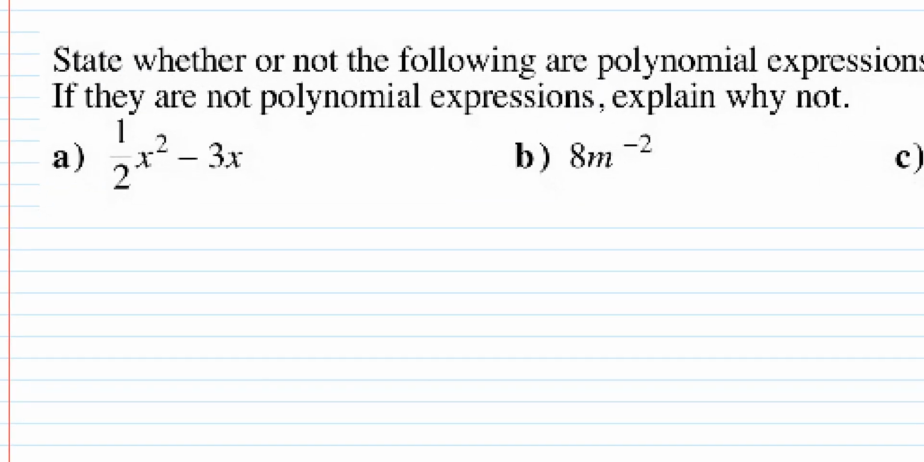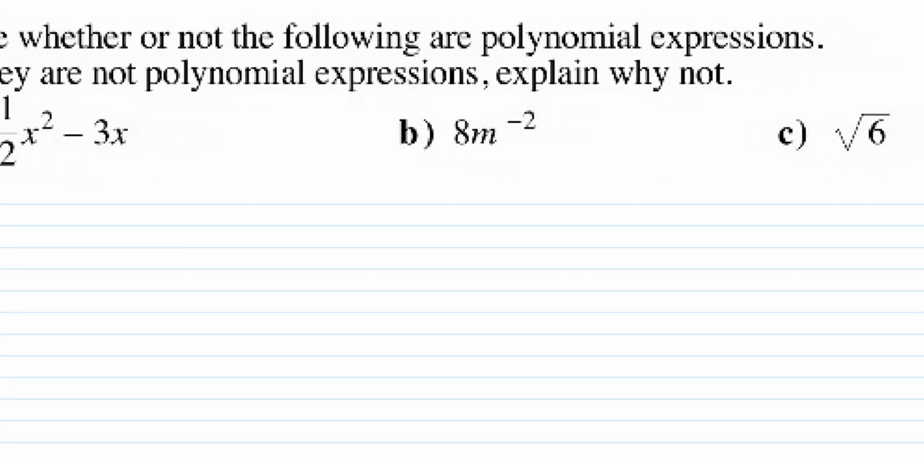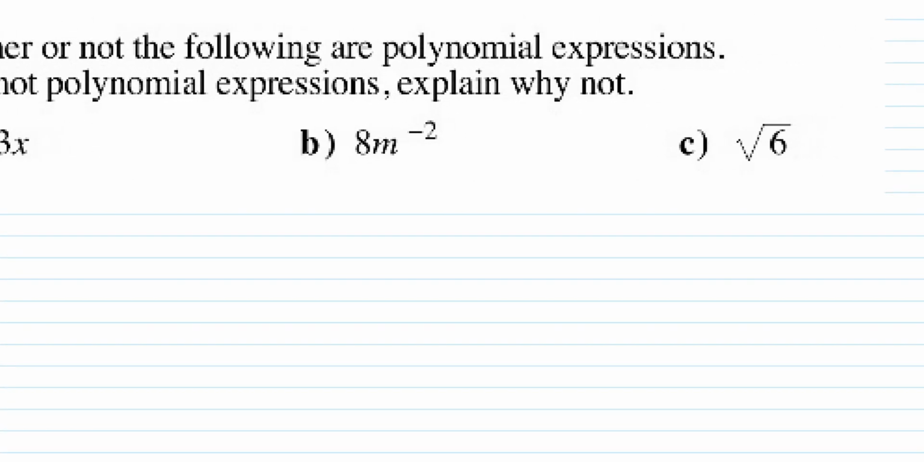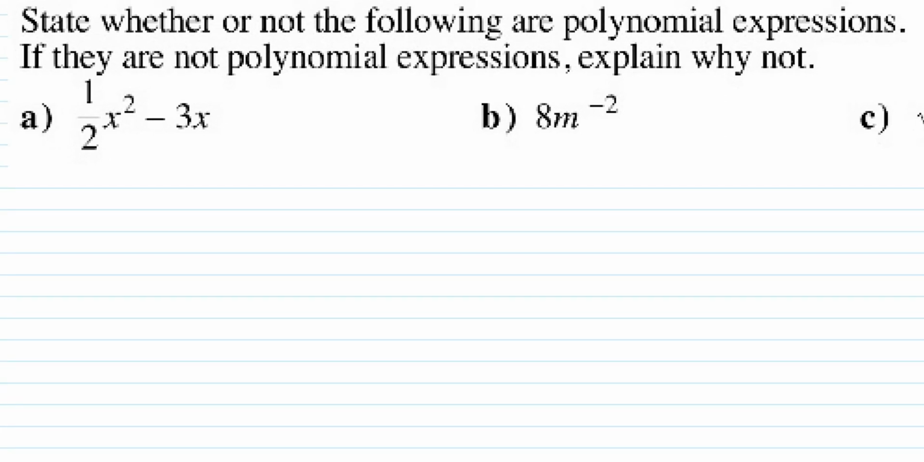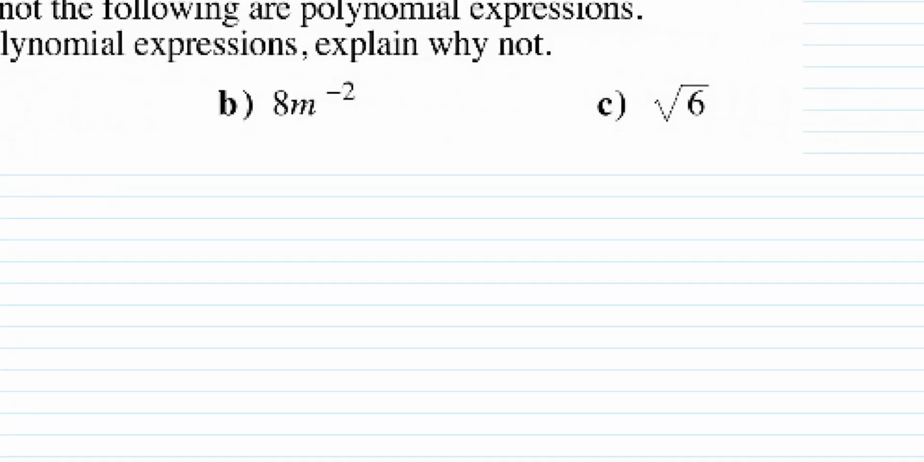For the next question here, I need to state whether or not the following are polynomial expressions. If they are not polynomial expressions, explain why not. Okay, so for this very first question, I notice that there's a positive power on the exponent there, and I have a 3x here, so there's nothing wrong with this one. So yes, this is definitely a polynomial. And since there's two terms, we can also call that a binomial.